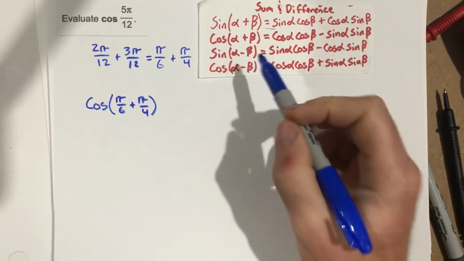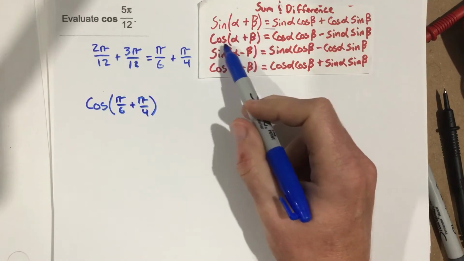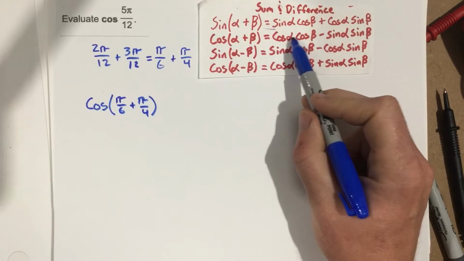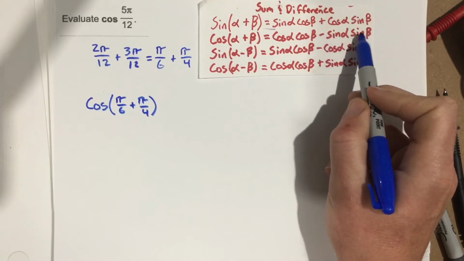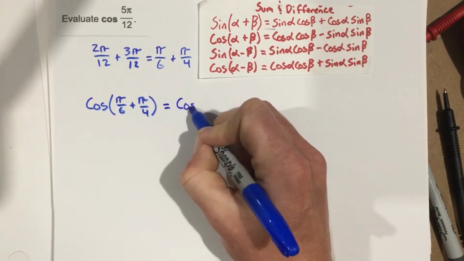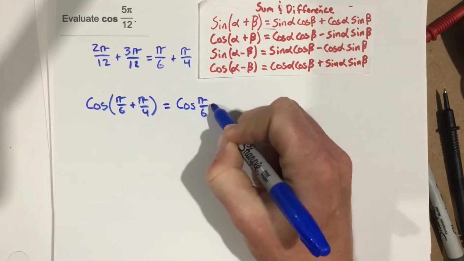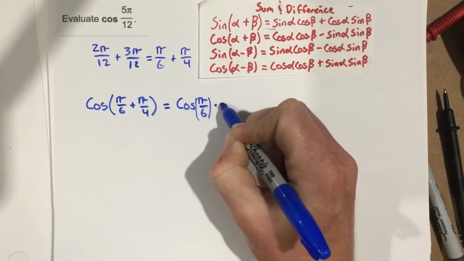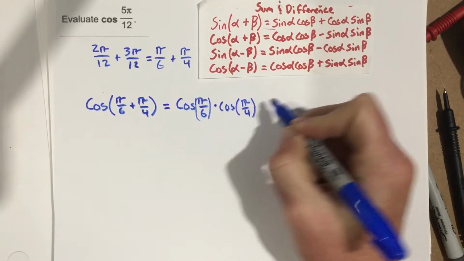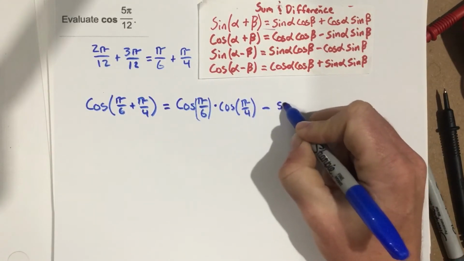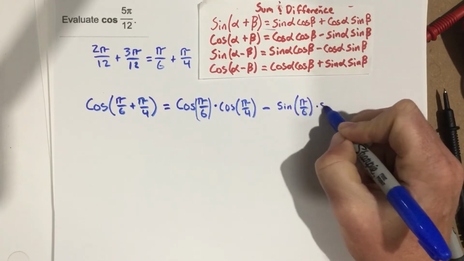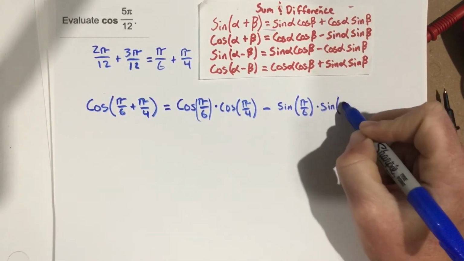So then I can look at my sum and difference formula. Cosine of alpha plus beta is cosine alpha, cosine beta minus sine alpha, sine beta. So I can use that then to evaluate this. So this is cosine of pi over 6 times cosine of pi over 4 minus sine of pi over 6 times sine of pi over 4.